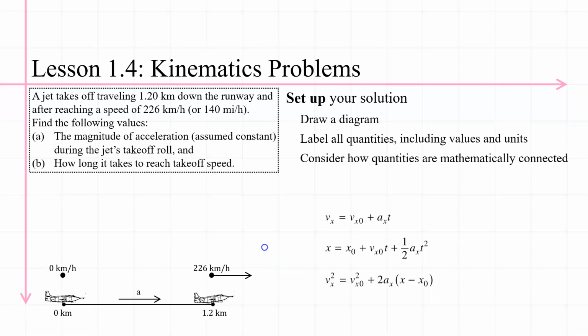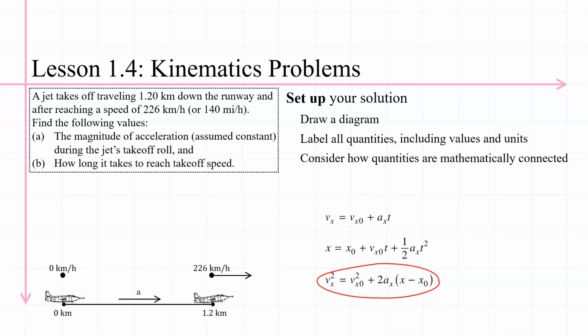Well, if I look at my problem, I'm looking for the magnitude of acceleration, and if I know the velocity at the start, the velocity at the end, the distance at the start, and the distance at the end, which I have listed all in my diagram, that's going to be this equation, my velocity, acceleration, distance equation. And then the second part asks how long it takes to reach takeoff speed. How long is time? So I'm going to need one of my two time equations, but I don't have all of the information I need in either of those equations.